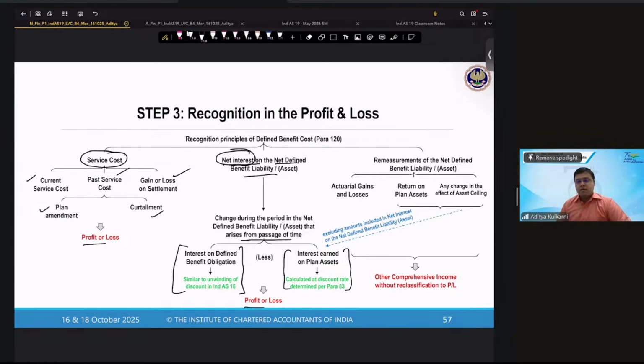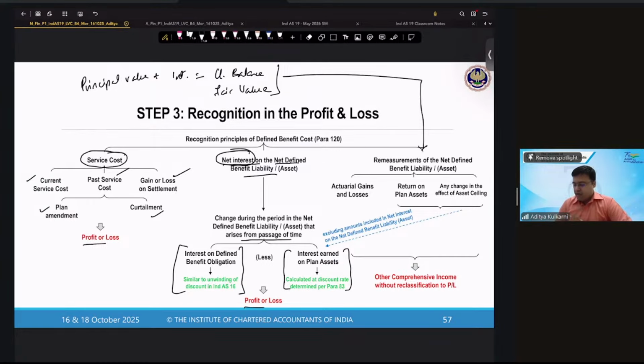Apart from this, there is principal value plus interest. Ideally, this should become your closing balance. But there is a different fair value also. The difference between the fair value and the closing balance becomes your remeasurement of the net defined benefit liability or asset. Are you able to follow? Yes?